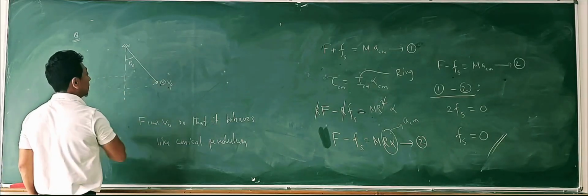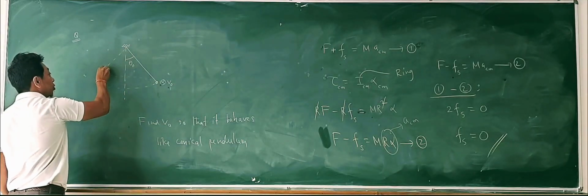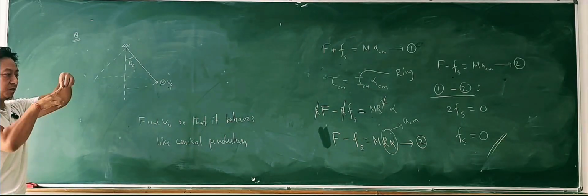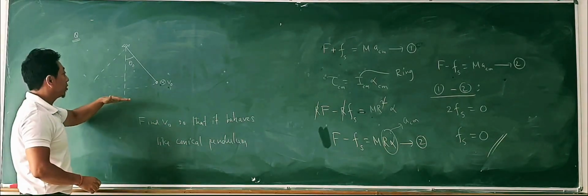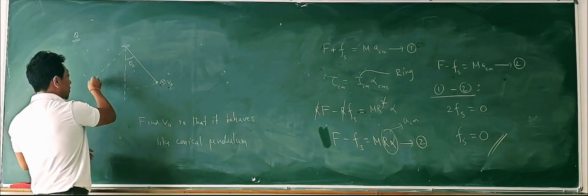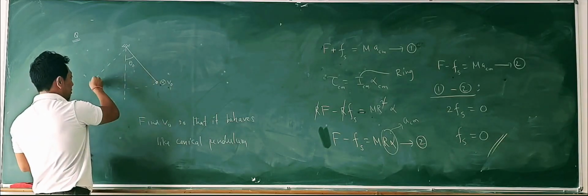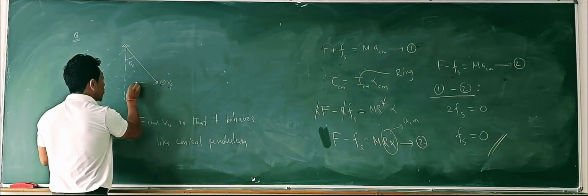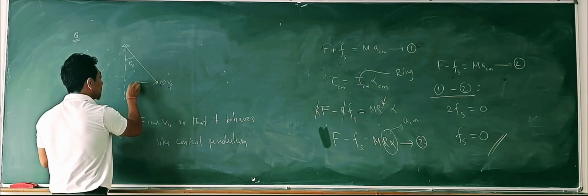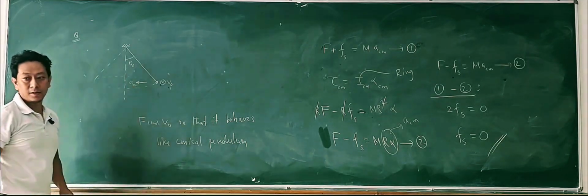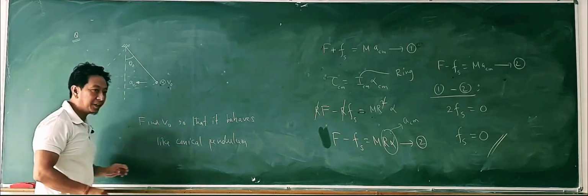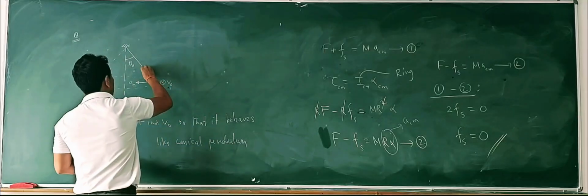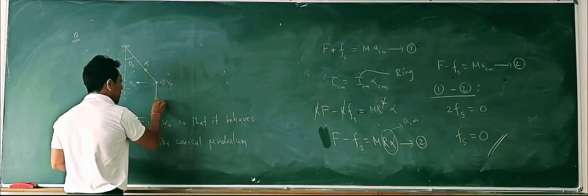Everybody clear? So when it is here, angle should be what? Constant. So it makes constant angle with vertical. So since it is moving with constant angle and speed, whatever acceleration it will have should be towards the center, centripetal. So let's search for forces which will provide that acceleration. So here tension, here mg.